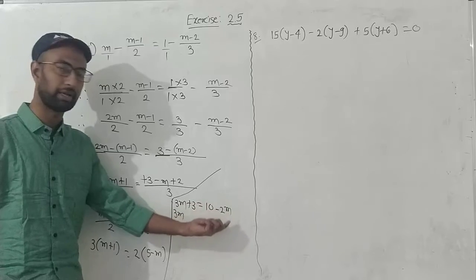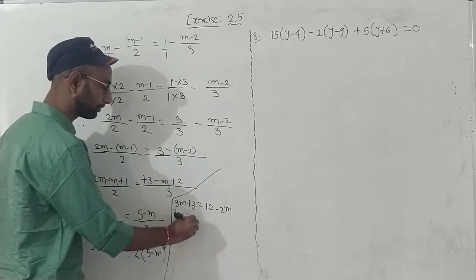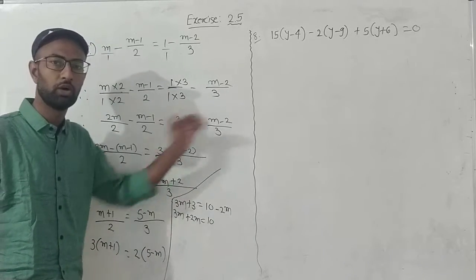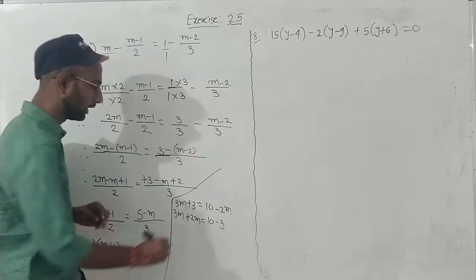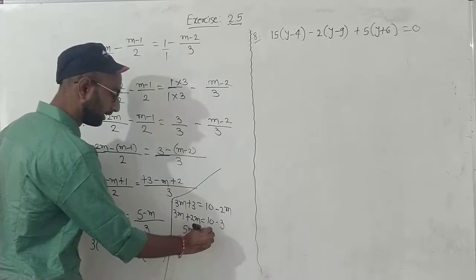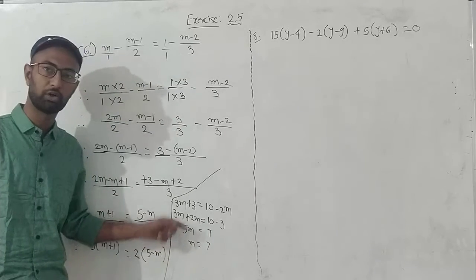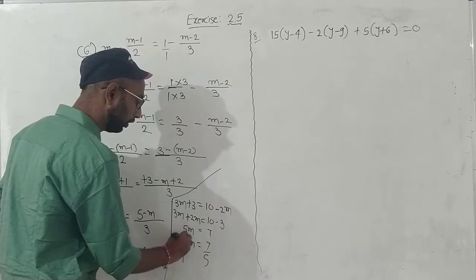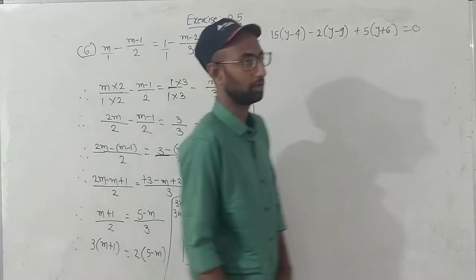I am going to move this minus 2m left side, so it will become plus 2m. And I have written this 10 as it is, and I am going to move this 3 into right side, so it will become minus 3. So 3m plus 2m is 5m, and 10 minus 3 is 7. So 5m is equal to 7, and this 5 will go into the denominator. So the value of m is 7 divided by 5.